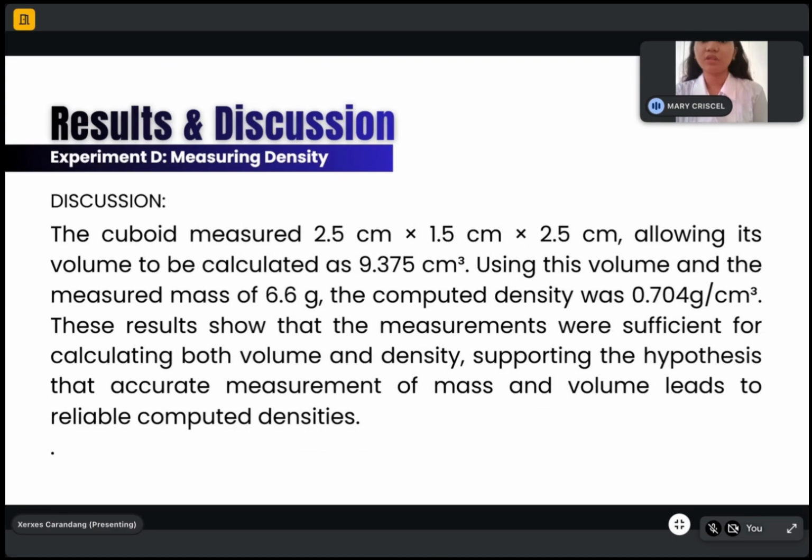These results show that measurements were sufficient for calculating both volume and density, supporting the hypothesis that accurate measurement of mass and volume leads to reliable computed densities. The cuboid's density and volume were properly computed. However, percent error couldn't be evaluated due to the lack of accepted values.